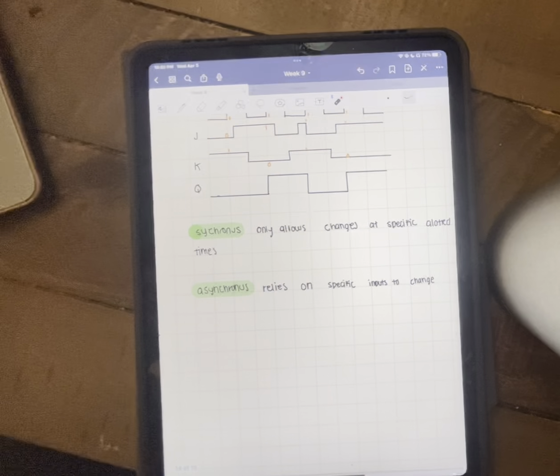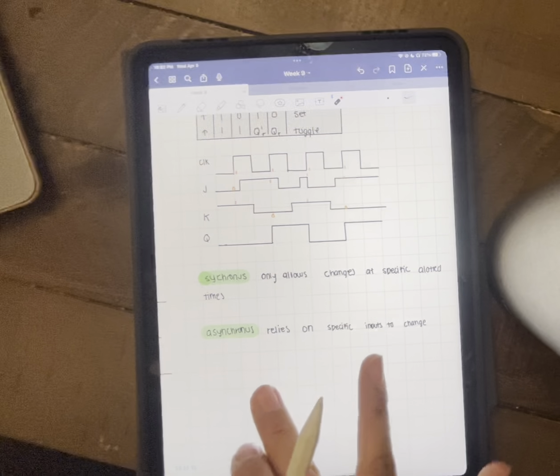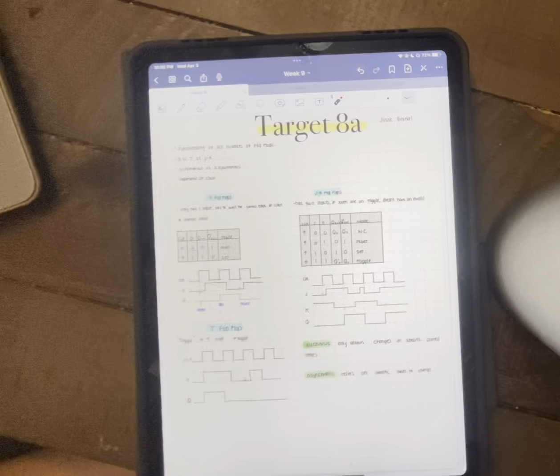And then asynchronous just relies on specific inputs to change. And yeah.